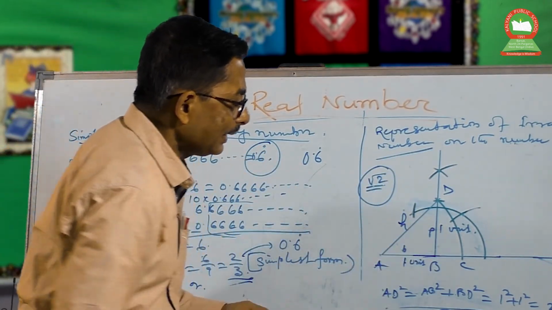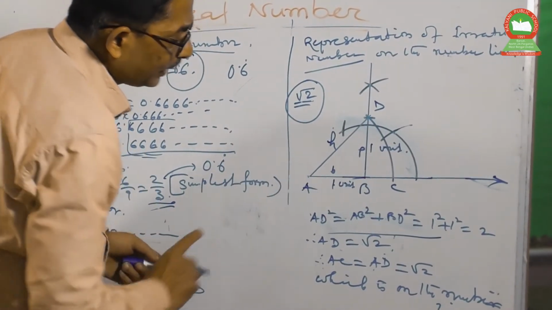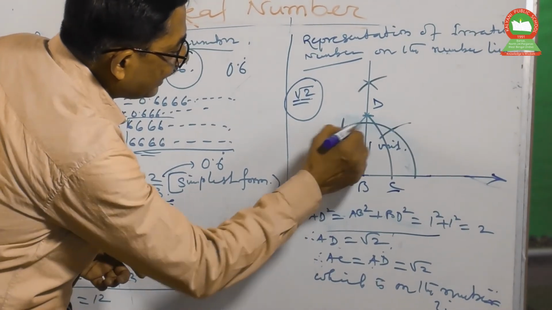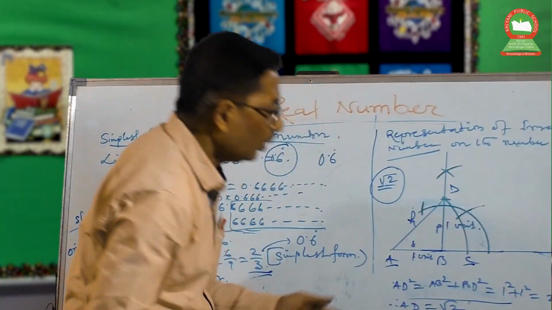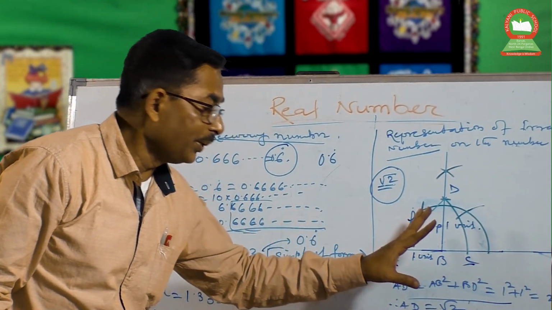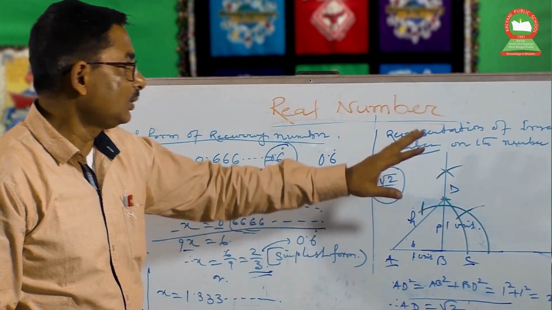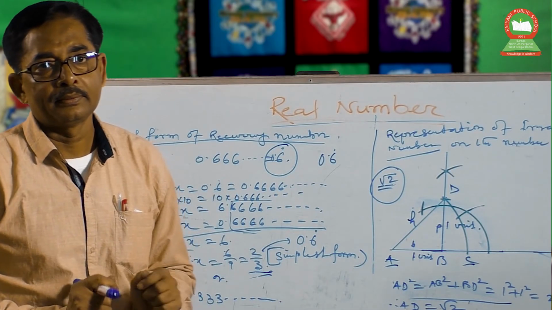If we can find this value with the help of a geometrical figure, we can express it on the number line. With the same arc we take this over here and cut it here, and AC and AD are the same length, which expresses root 2. Root 2 can be expressed on the number line by this geometrical process. This is a very simple way to represent an irrational number on the number line.